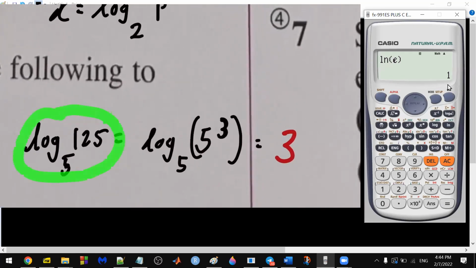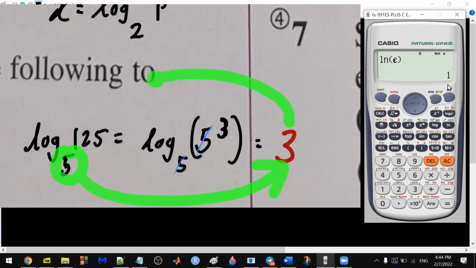Log of 125 base 5. How do you evaluate this? Log is power. It's asking you, you have the base 5 here. You want to raise it to a certain power, question mark, such that it will become 125. There's only one correct answer. It must be 3. 5 to the power of 3 gives you 125.